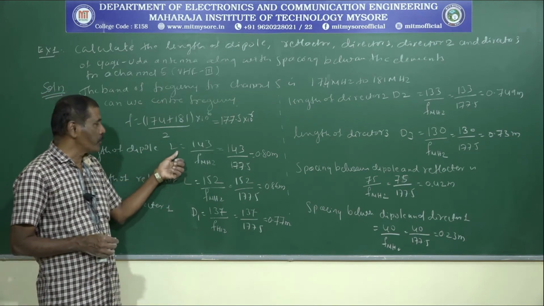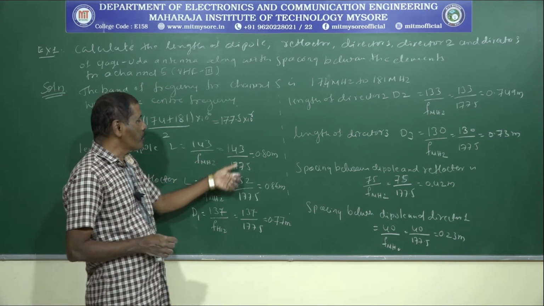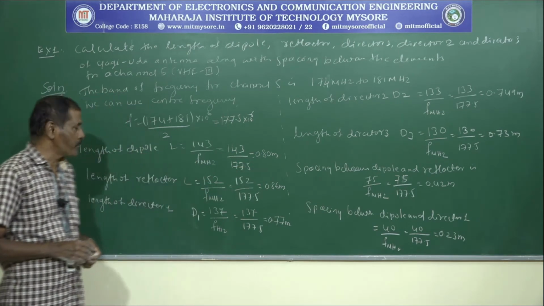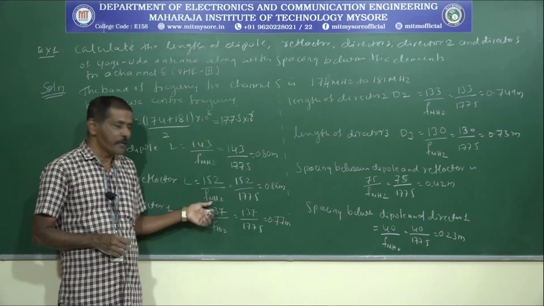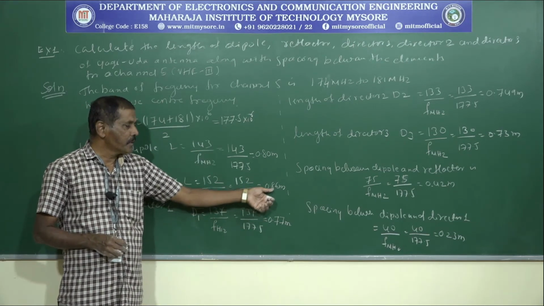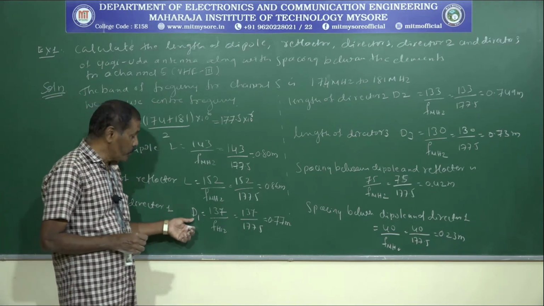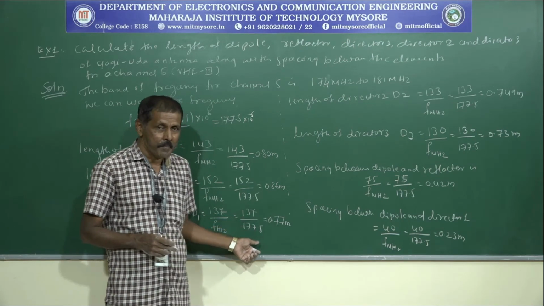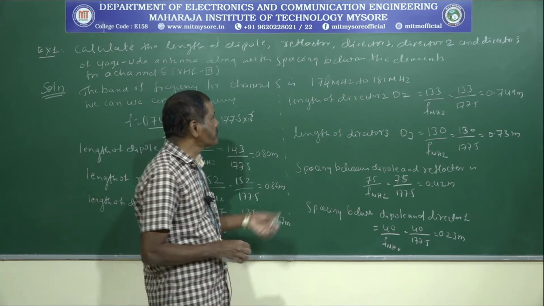Now, calculate the length of all the elements. The length of the dipole is 143 divided by f, which is 143 divided by 177.5, equal to 0.80 meters. Length of the reflector is 152 divided by f, 152 divided by 177.5, equal to 0.86 meters. Length of director 1 is 137 divided by f, which is 137 divided by 177.5, equal to 0.77 meters.